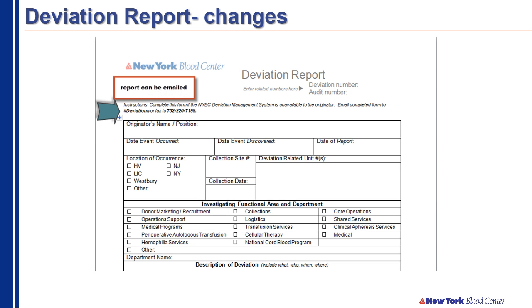Here you can see the format of the deviation report has been changed. Now deviation reports can be submitted in the following manner: by TrackWise, which is the preferred method, by email to number deviations, or by faxing the deviation report to the number located at the top of the form.